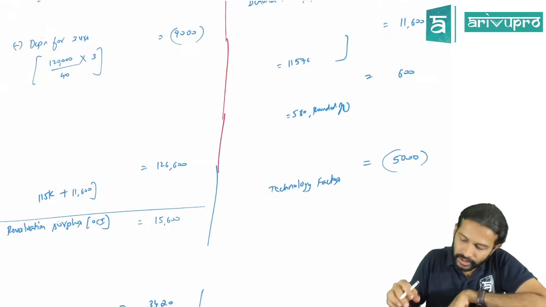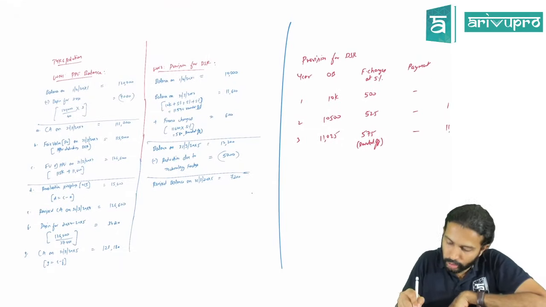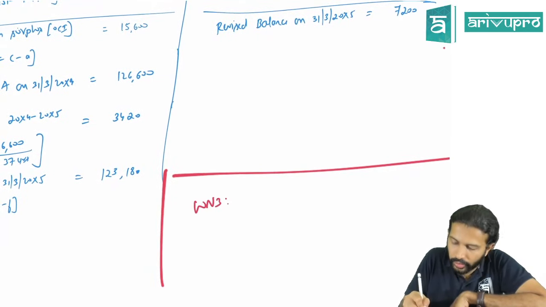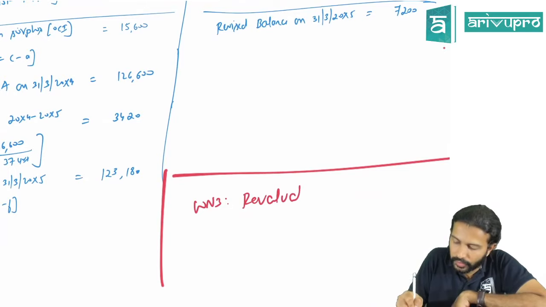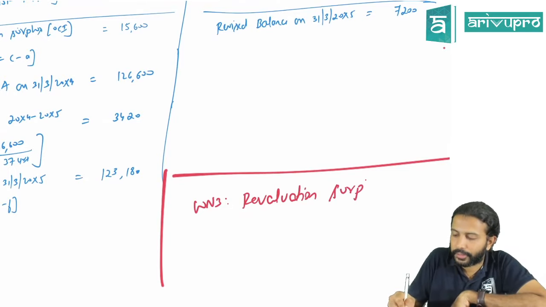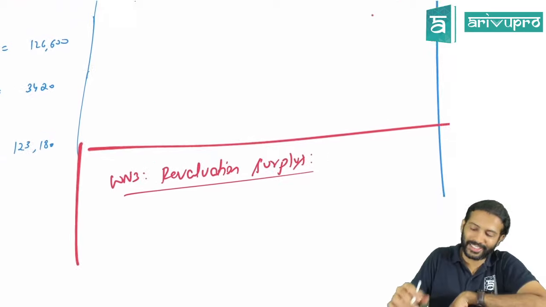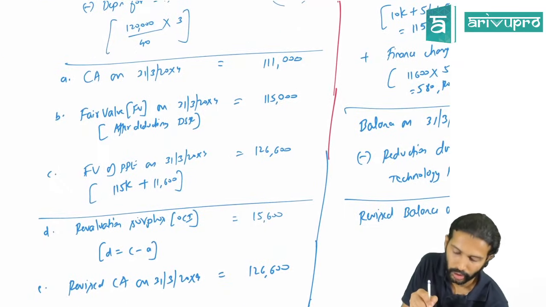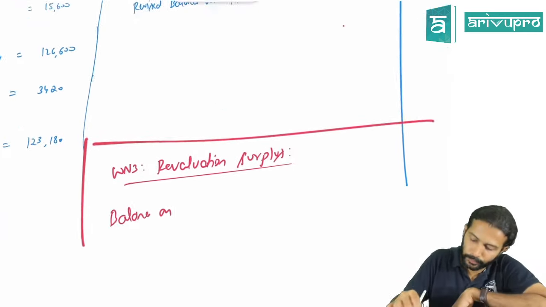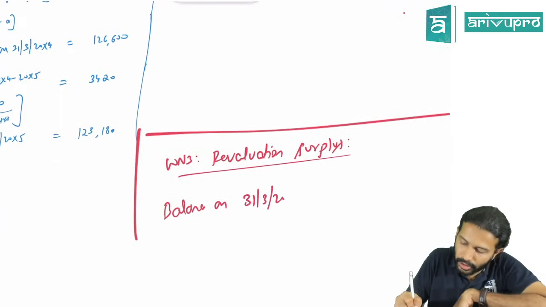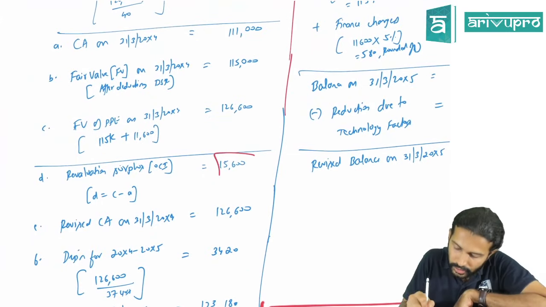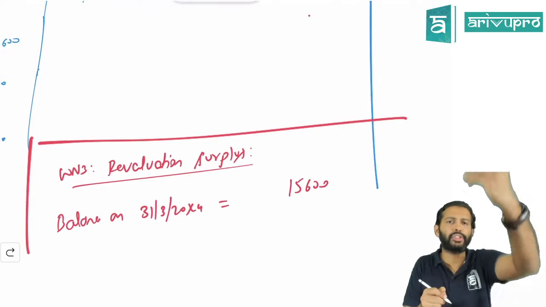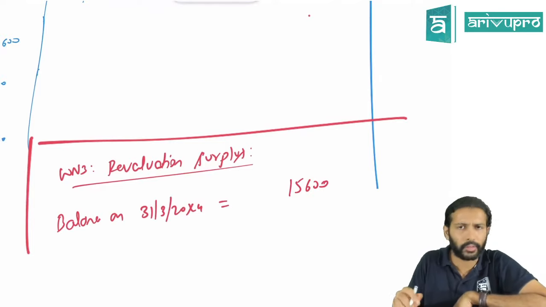Let's do one thing just for our clarity. We'll also maintain here working note number 3. Revaluation surplus account also we will maintain, just for our simplicity, for our satisfaction. First, when did you get revaluation surplus? You got revaluation on 31st March 20x4. So the balance on 31st March 20x4 was 15,600, because in the third year when you did revaluation, you got a revaluation gain of 15,600.